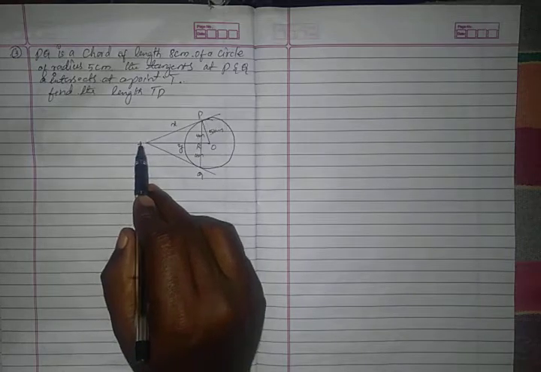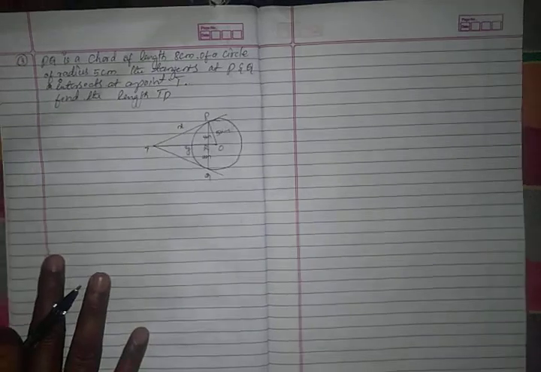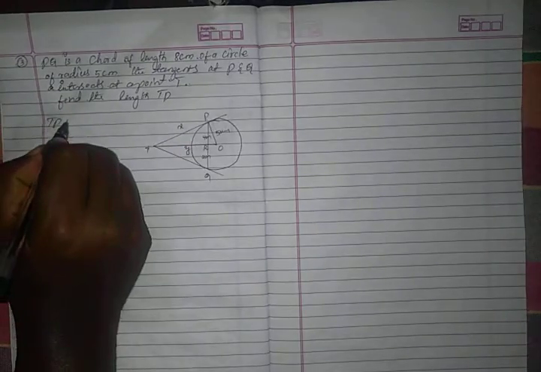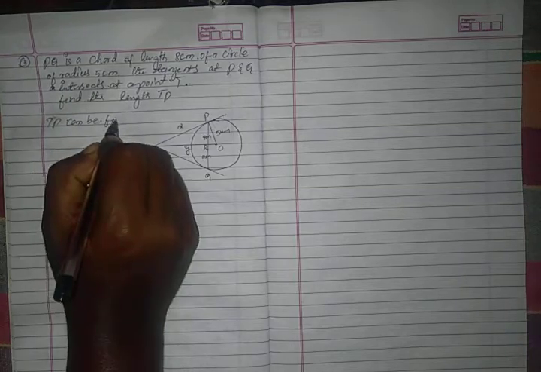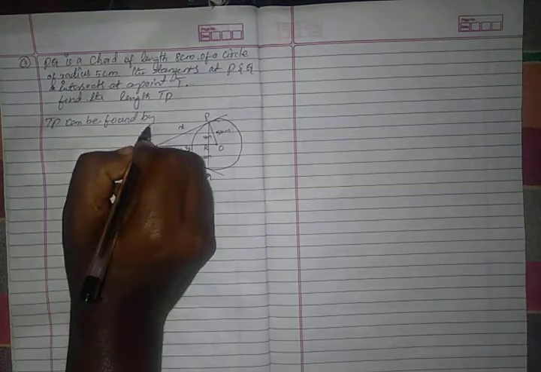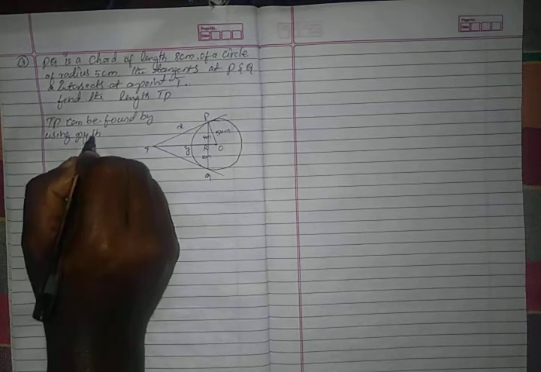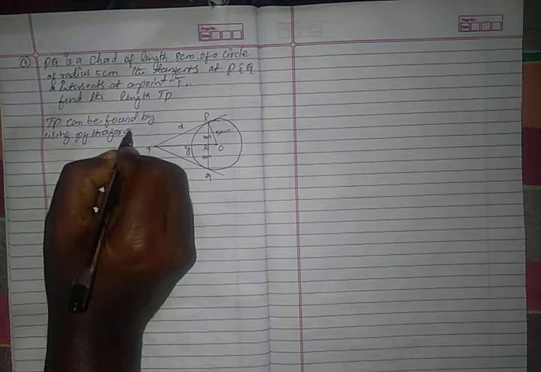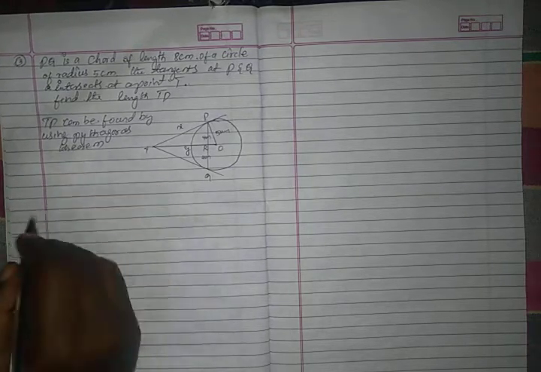So we have to find out the length of TP and TQ as well. So let us take TP, which can be found by using Pythagoras theorem. So let us see.